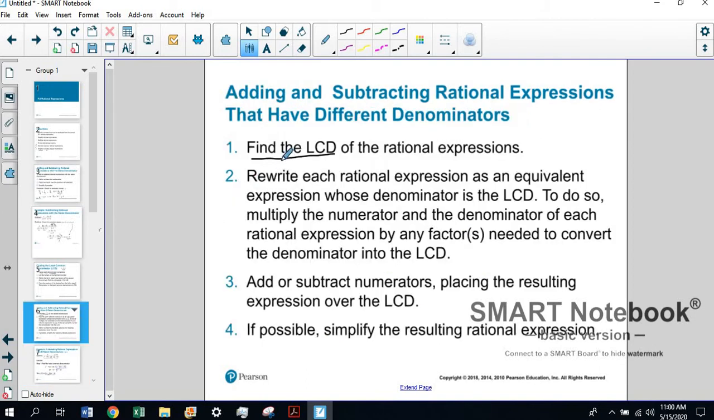Now, go back to the steps. Once you find the LCD, what do you do? You rewrite each expression with the common denominator, okay?